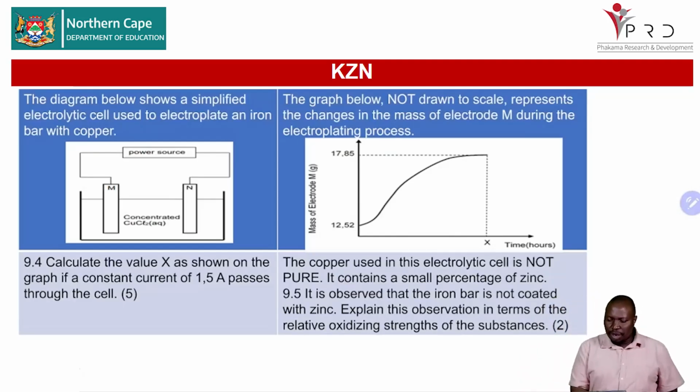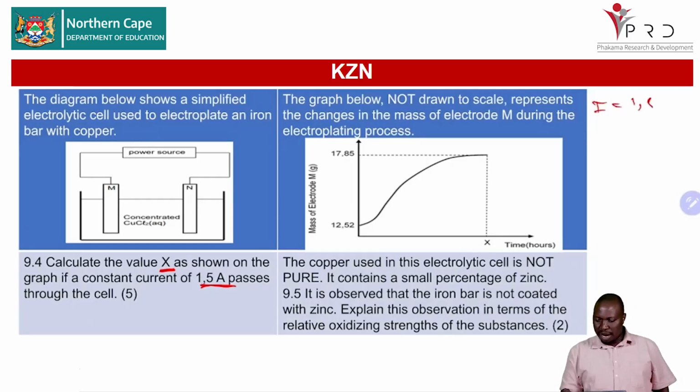Now, as I move towards the completion of our lesson, in this question they're saying calculate the value of X. So you can see that this question is not going anywhere. Calculate the value of X as shown on the graph if a constant current of 1,5 amperes is passing through the cell. So already you can see that current is given.